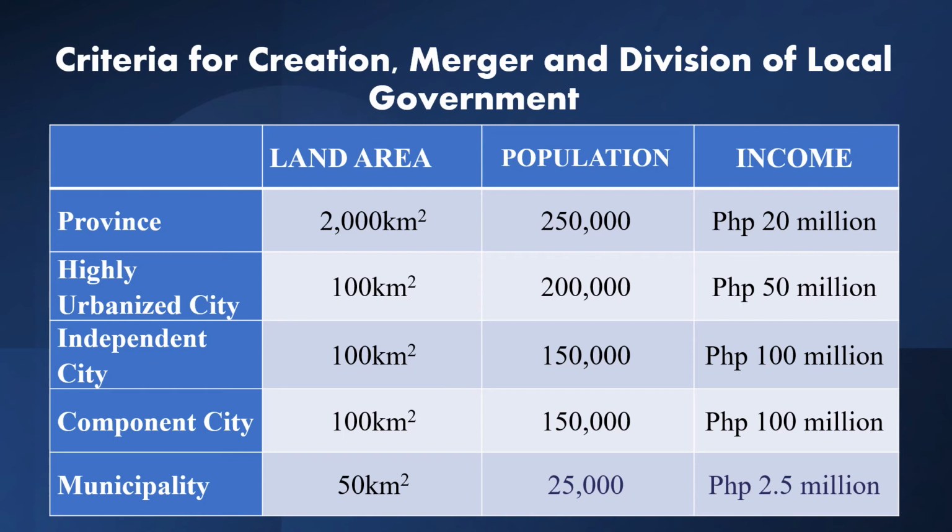And lastly, for a place to become a municipality, the land area should be at least 50 square kilometers and has 25,000 population and an annual income of 2,500,000 pesos.